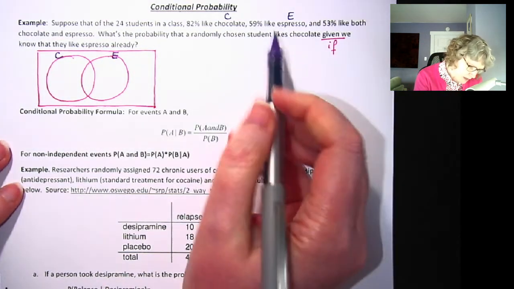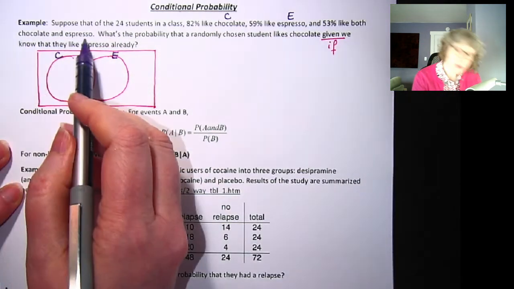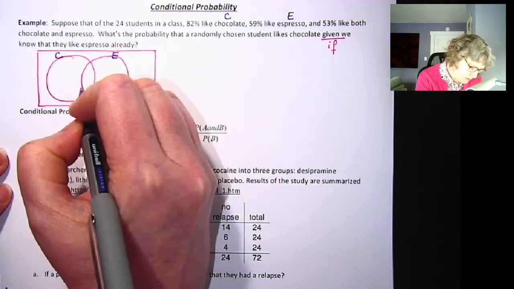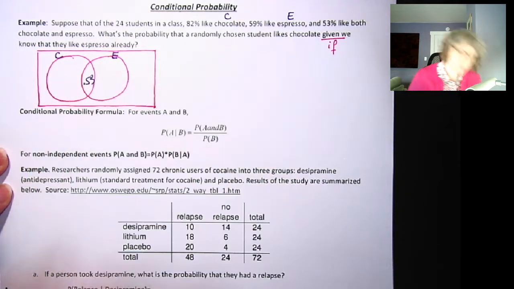53% like both chocolate and espresso. So just like in a table, how an and is the intersection, it's also the intersection of the sets. So I'm going to put 0.53 in there.